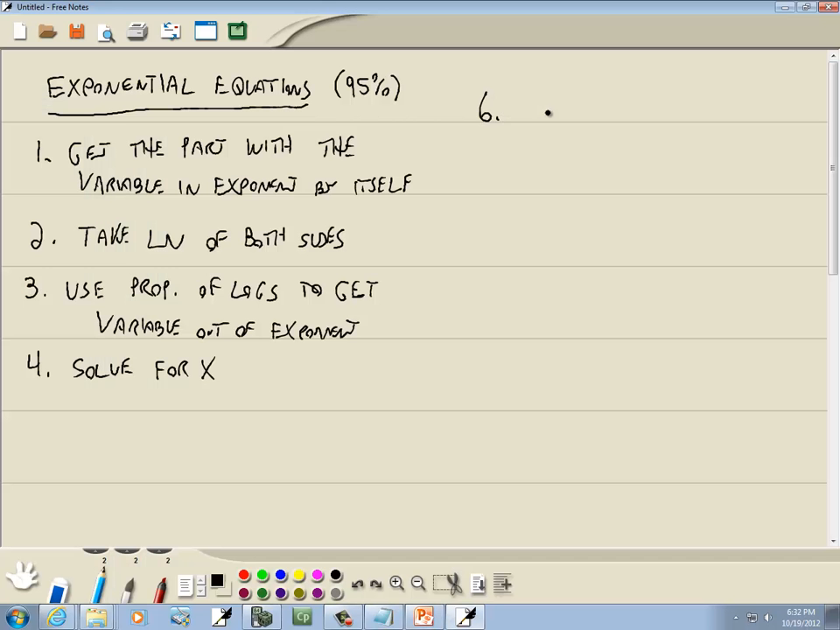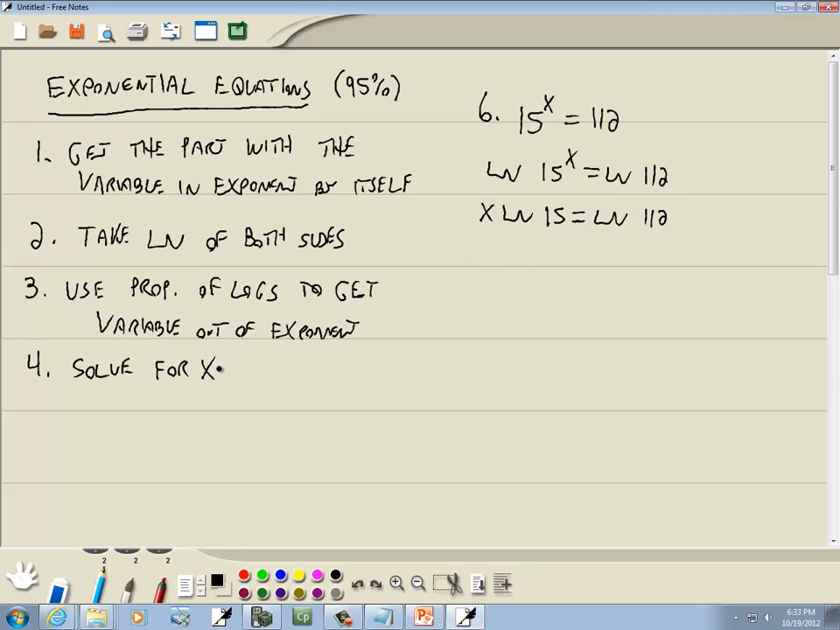So let's look at number 6. 15 to the x is equal to 112. First step, get the part with the variable in the exponent by itself. Well, this is the part with the variable in the exponent. There's no numbers in front of it, there's no numbers after it, so it's by itself. Step 2, take natural log of both sides. So we'll take ln of both sides. Step 3, use properties of logs to get the variable out of the exponent. Well, remember, if we have log of something and it's to a power, you can take that power and put it out in front. So we got x, natural log of 15, equals natural log of 112.